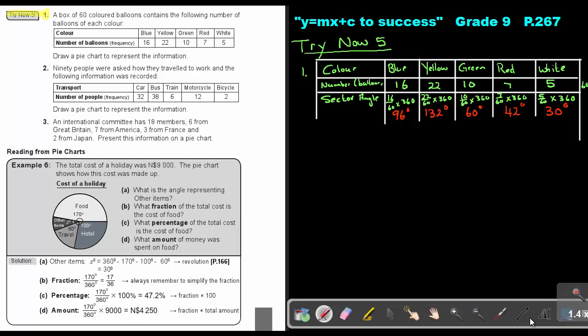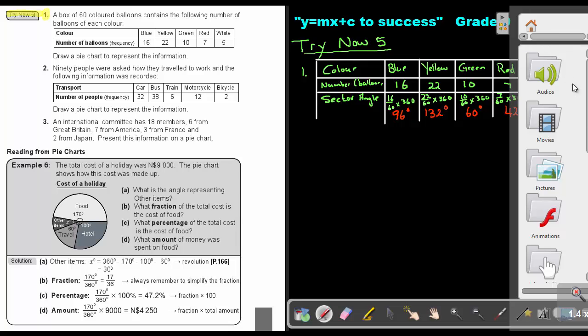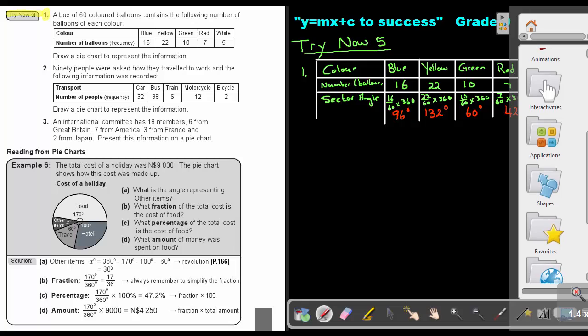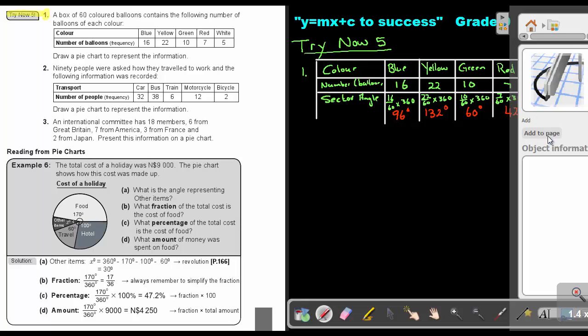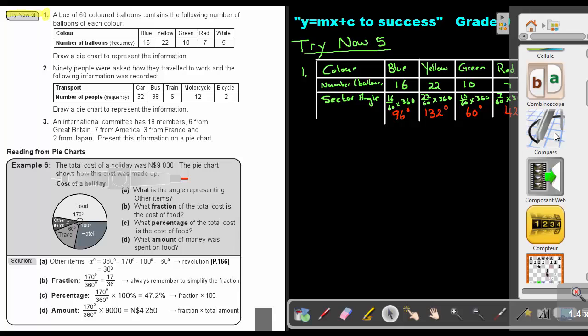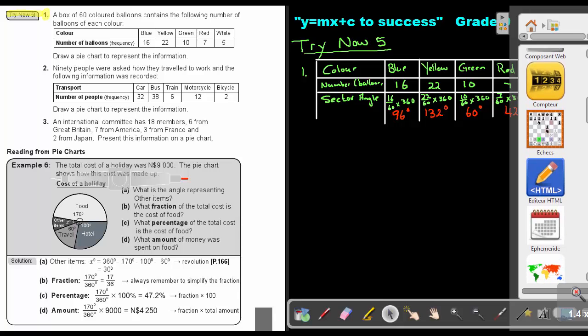Now if I start, remember, first take your compass. So we're just going to get the picture, applications. There's my compass, and we're going to add that. And then we're also going to add a protractor.